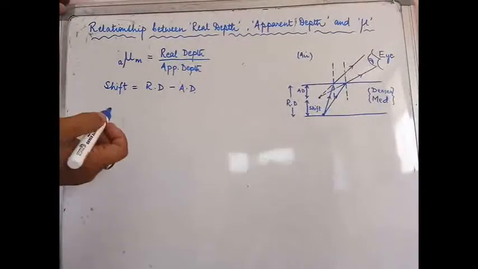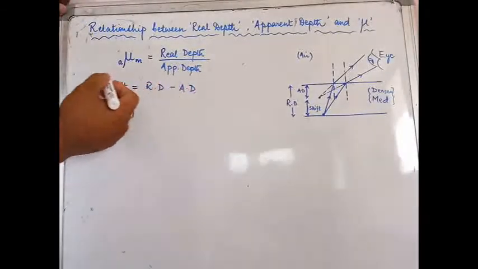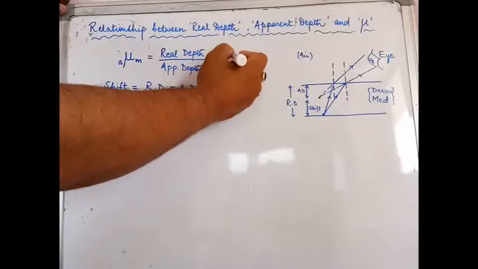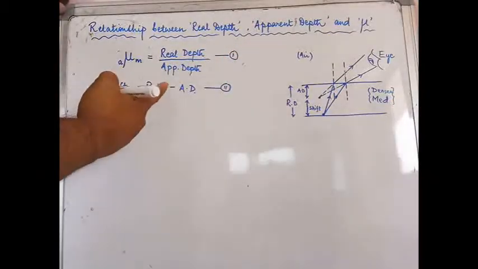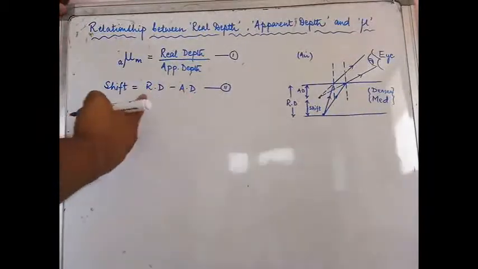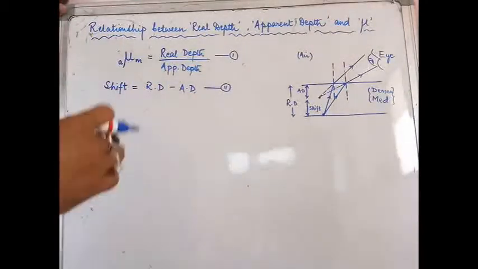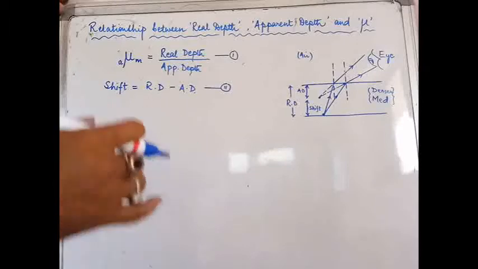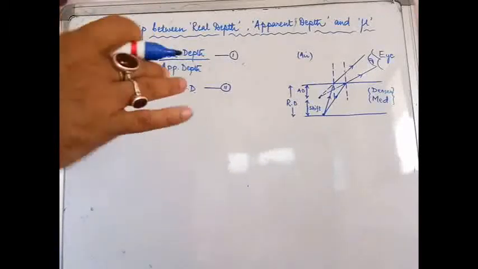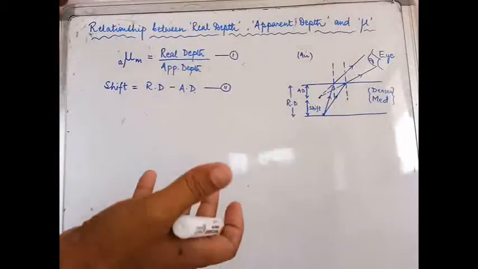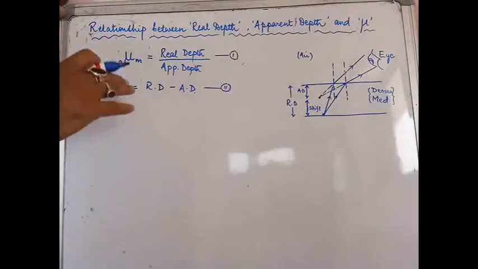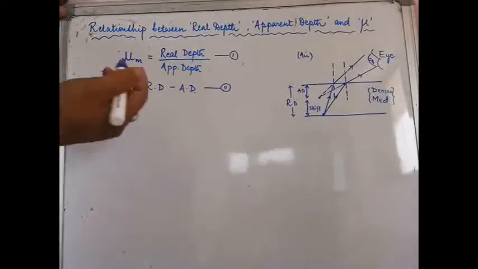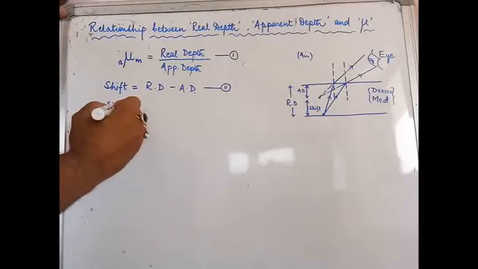Now, if we want to bring in the second equation, if I call this equation number 1 and this equation number 2, you can see that there is no refractive index appearing in the shift. So if you get a question in which they give you the refractive index of the medium, they give you real depth, and they ask you for the shift, in that case we need to have a formula of shift which has refractive index also in it. So it is very simple, you can just proceed from here.